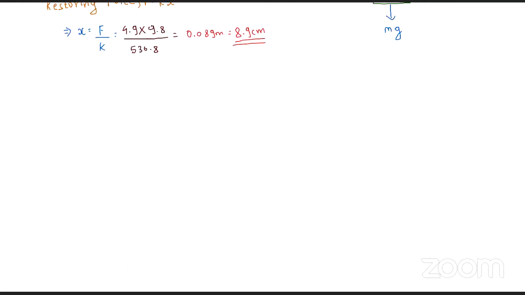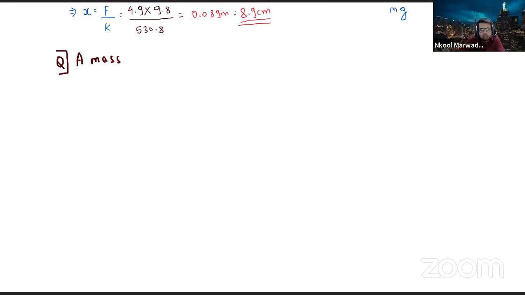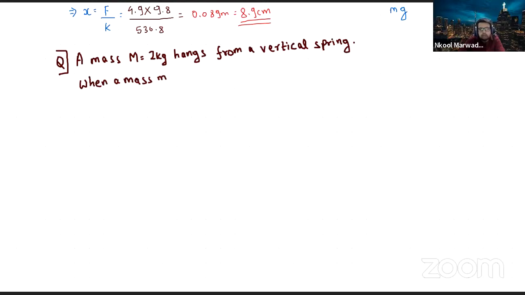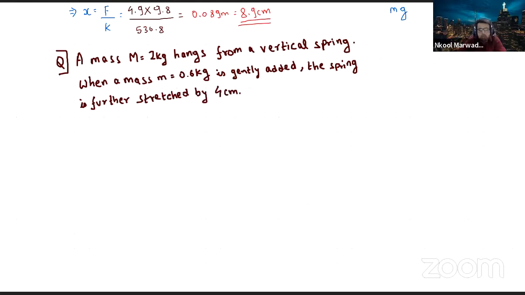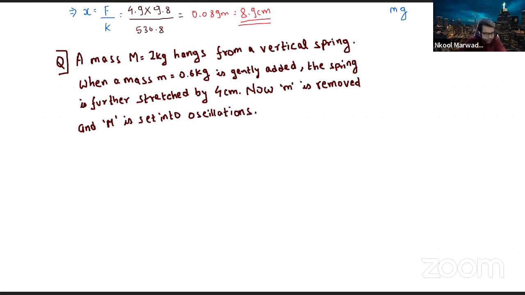Just write the question, I'll be back. Question: mass M equal to 2 kilogram hangs from a vertical spring. When a mass small m equal to 0.6 kilogram is gently added, the spring is further stretched by 4 centimeters. Now m is removed, and capital M is set into oscillation. What we have to do is calculate the period of oscillation.